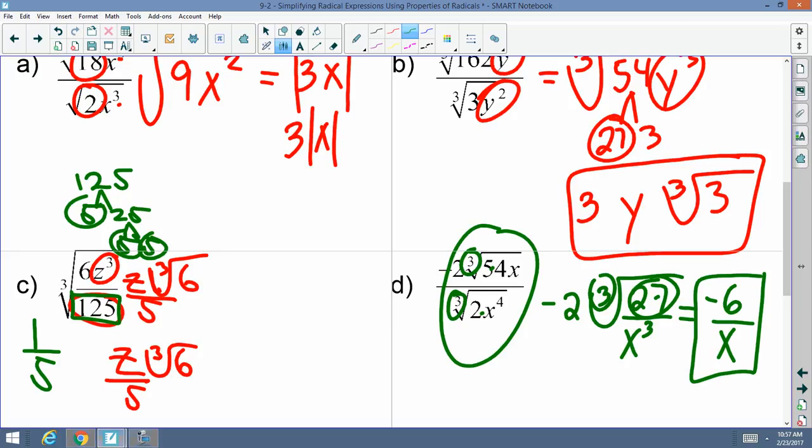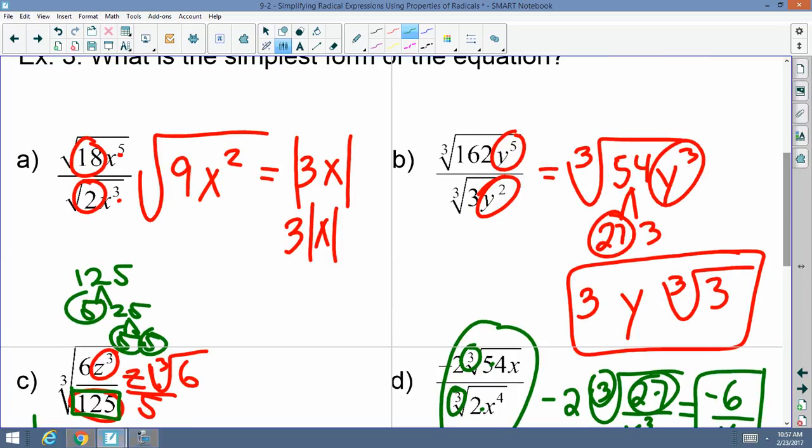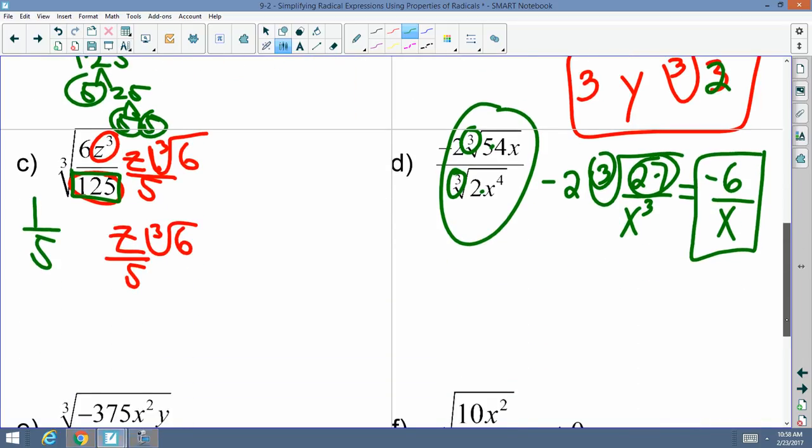Yes, for B, it would change the answer. Sorry, no, because you don't have 3 more 2s to take out. That was a very stupid mistake on my part.